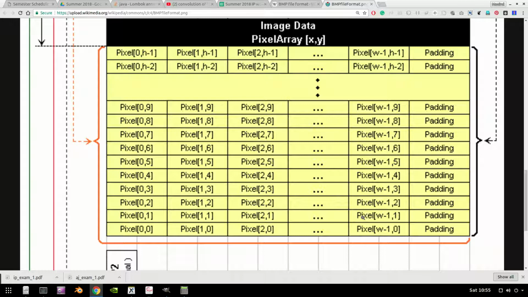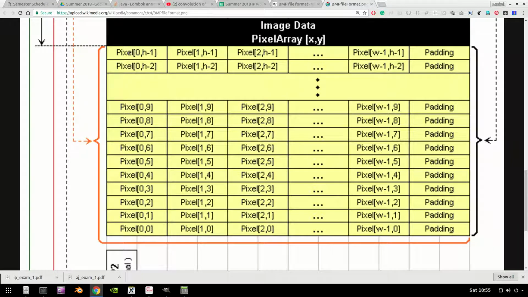H stands for height, right? That's the number of rows. So 0, R minus 1 is the answer. When you write down the pixel data, you don't write pixel 0, 0 at the starting index. Pixel 0, 0 is down here. Okay, so the image is actually flipped over when you write this. This is how it is.